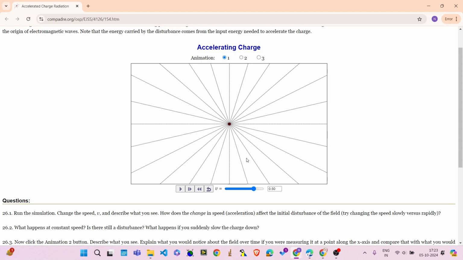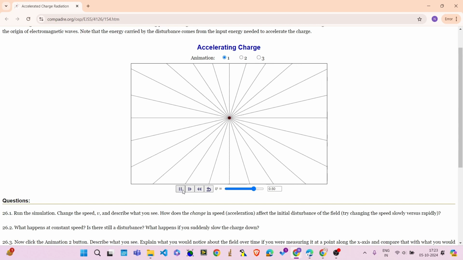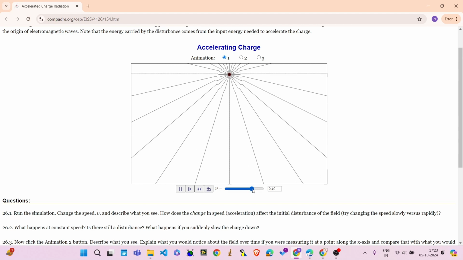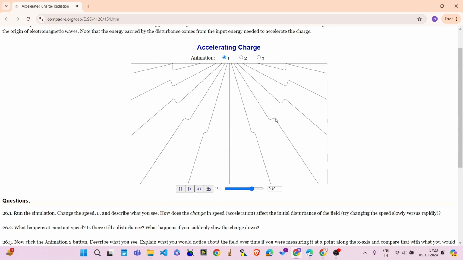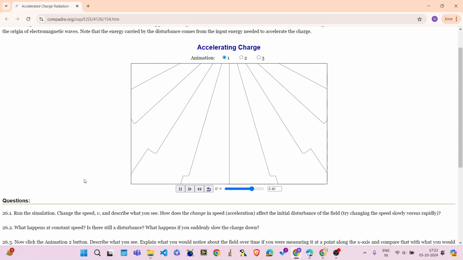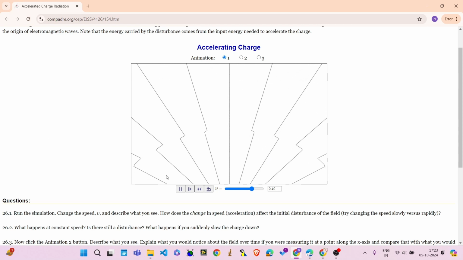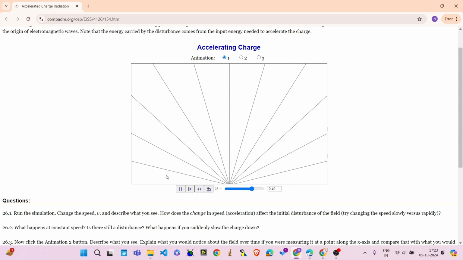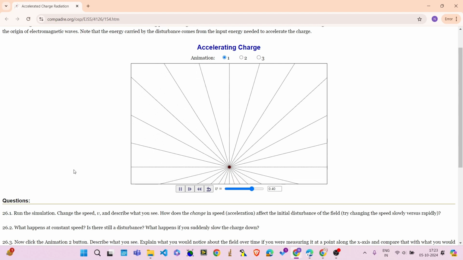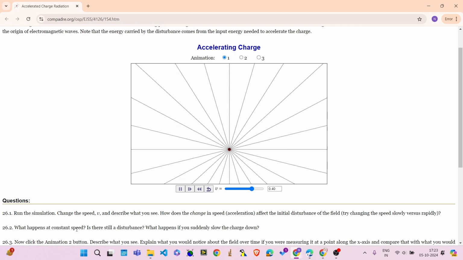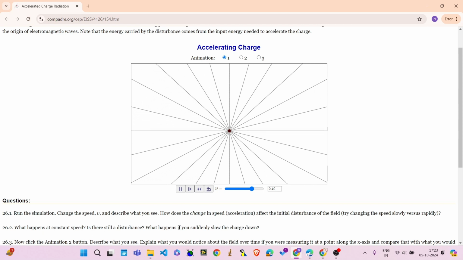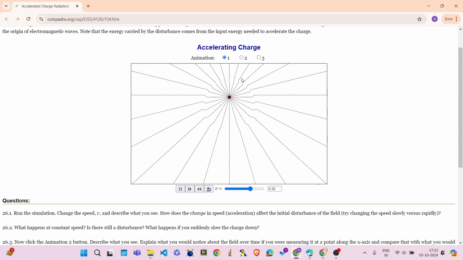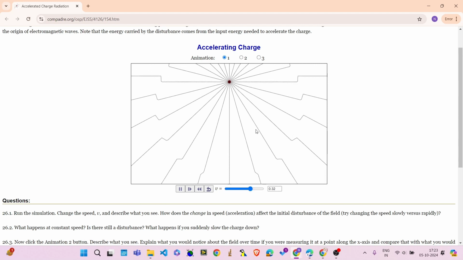if it is here and we run it, it's just moving with no acceleration. But if you perturb it a little bit, you can see that the field lines start to emit. So that delta v is not zero at the moment when we change it. What happens at constant speed? Is there still a disturbance? No, we don't see it. But if you suddenly change the charge's velocity, we can see that field lines are emitting.